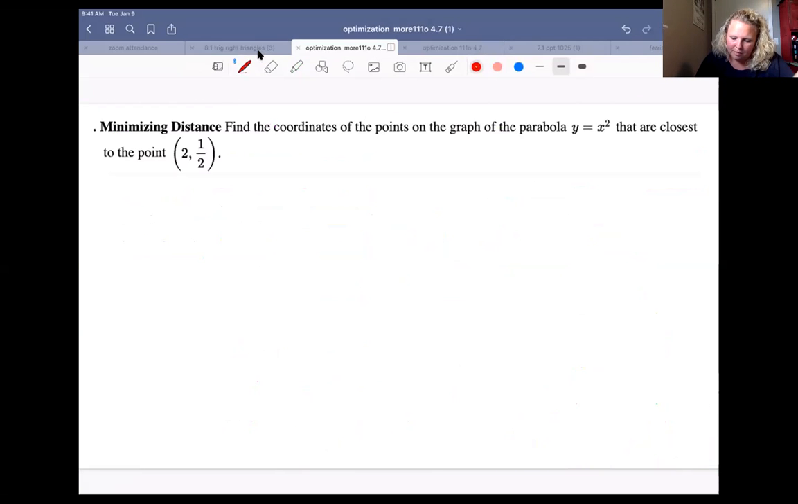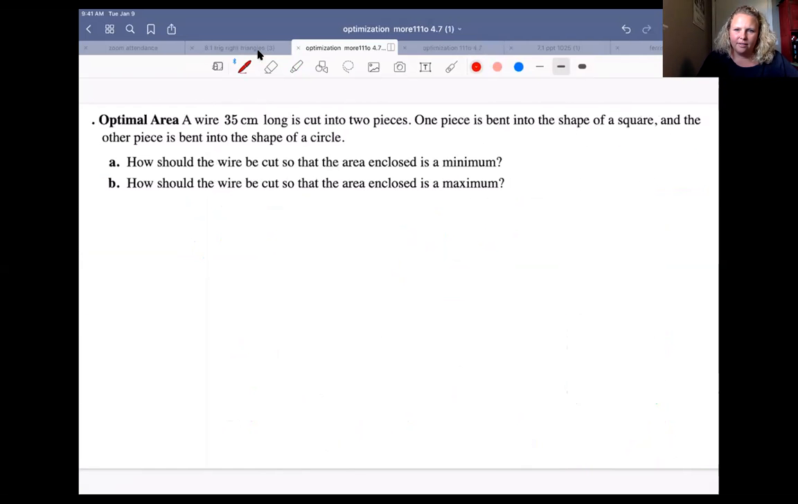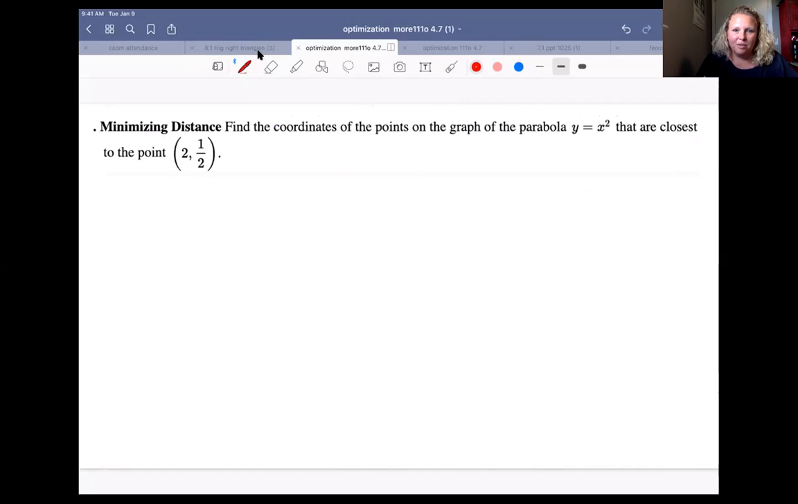So one of the optimization problems that we look at is minimizing the distance between a point and a curve. And then the other one that shows up in this chapter is taking this wire and cutting it. And this one is going to use that concept of absolute extrema, where you had to consider endpoints. Remember, we did that back in section 4.2. So we'll probably get to that tomorrow. But for now, I would like to minimize the distance on a graph. So the idea here is you have a parabola, y equals x squared.